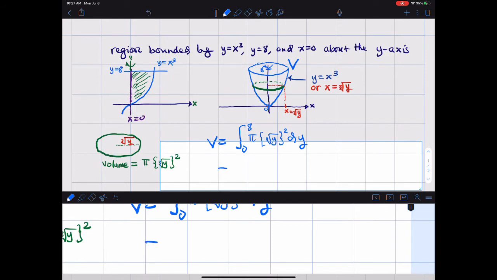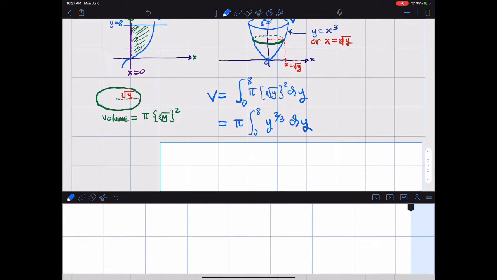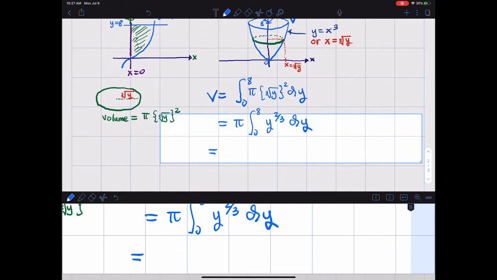All right, if we work on this, we factor out the pi. We're going from 0 to 8. And then we end up with y to the power of 2/3 dy. I will let you finish this integration. But if you do it correctly, I think the answer should be 96 pi over 5. I want you to check my answer and tell me in class if it's correct or not.